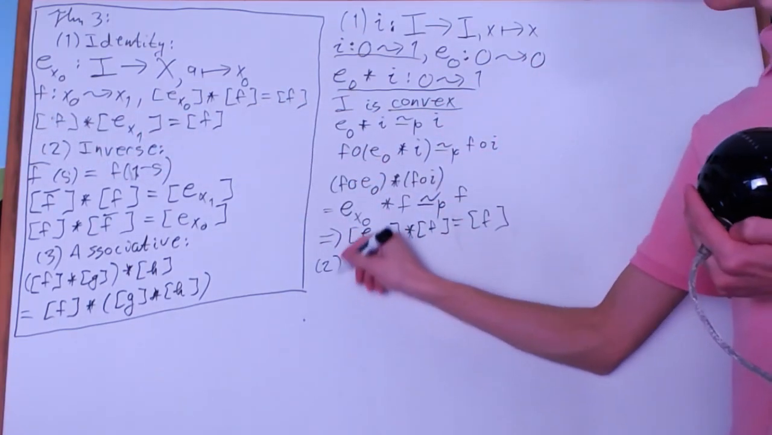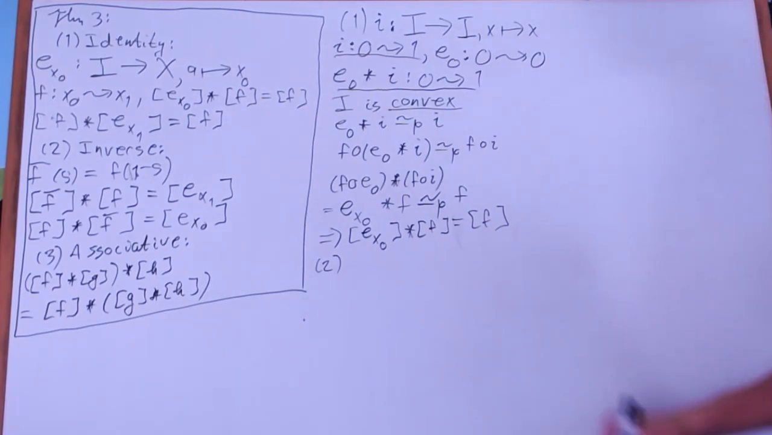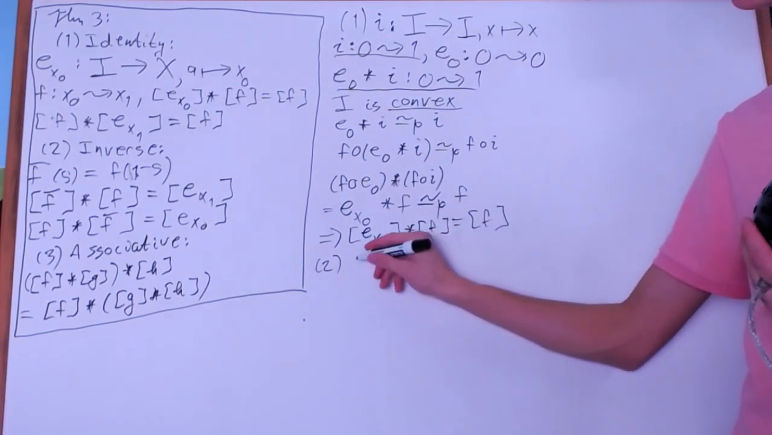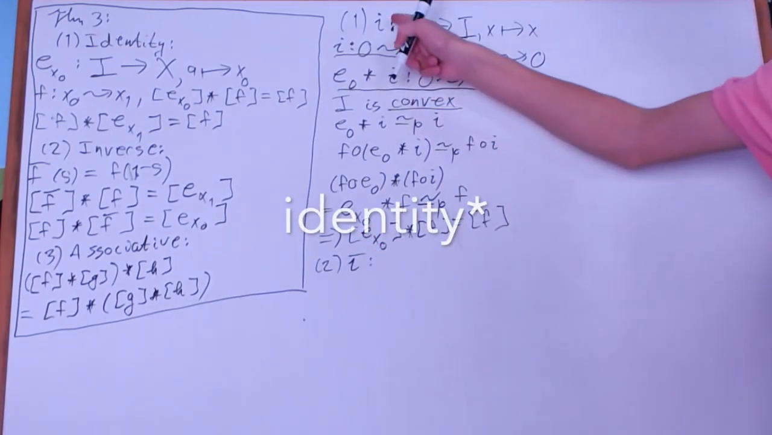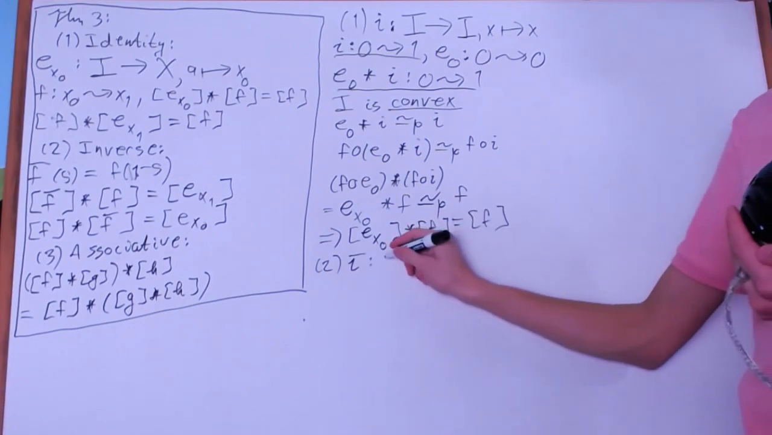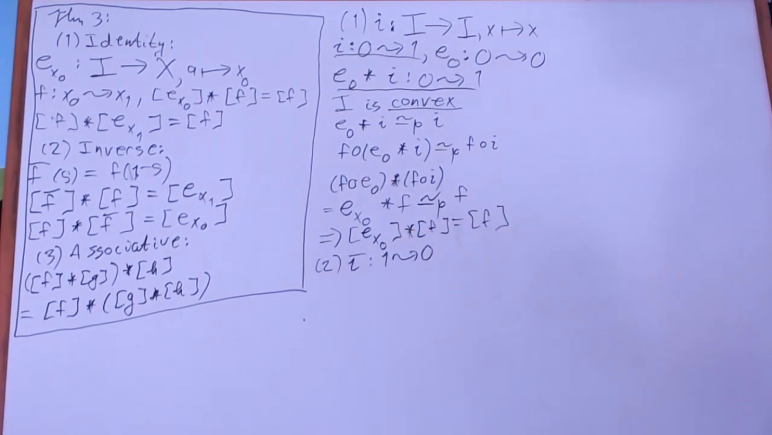Alright, so now how do I prove the second part of this, which is inverses? Well, the thing we look at is I bar. So taking this inverse and then reversing it. This is going to be a path from 1 to 0, I bar.